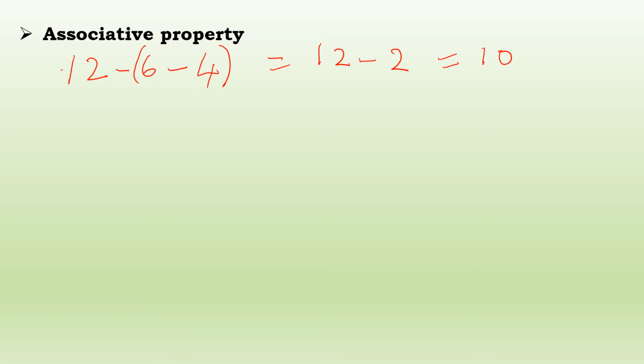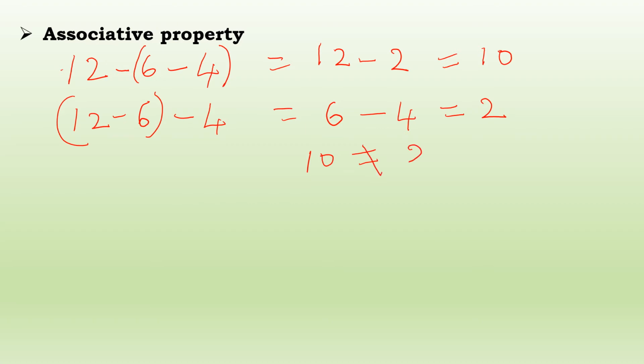Now let me group them differently. Let me group 12 and 6 and then subtract 4 from their result. So I get 6 minus 4, which is equal to 2. So I get 10 is not equal to 2. Therefore, subtraction is not associative.